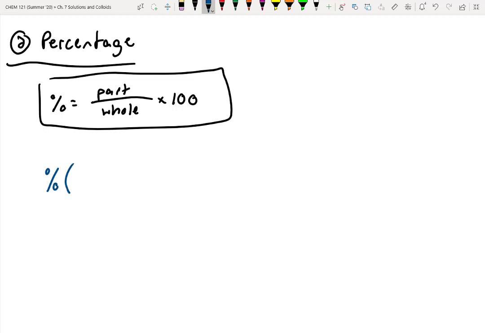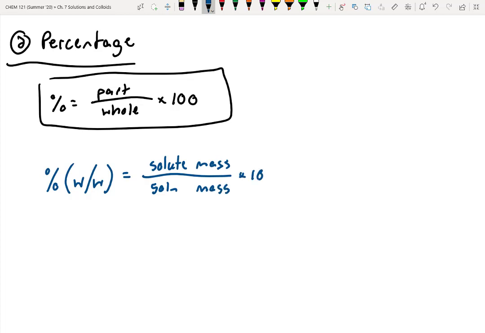The first one is percentage weight. So it's W/W. This is equal to your solute mass divided by your solution mass times 100. And I'm going to make a little note here that these must be the same units. Right? So if your solute was measured in grams, your solution should also be measured in grams. You don't want to have grams on top and kilograms on the bottom. That would mess things up. So it needs to be the same.